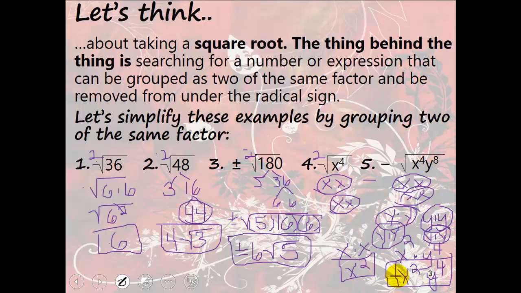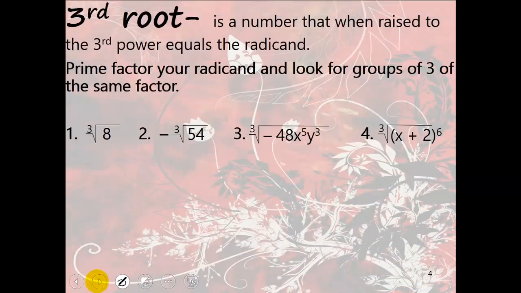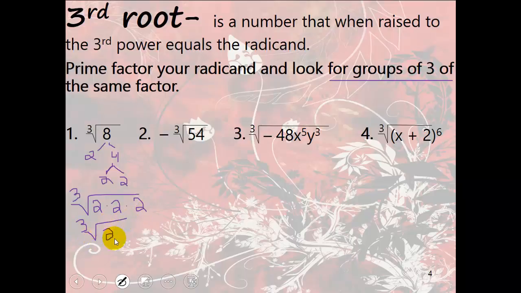Okay, so if we looked for groups of 2 with a square root, what do you think we're going to look for with a cube root? We're going to look for groups of 3. So a third root is a number that when raised to the third power equals the radicand. So I'm going to prime factor and then look for groups of 3 of the same factor. So if I do a 2 and a 2 and a 2, this is the equivalent of 2 times 2 times 2, right? So groups of 3 come out as a single because they undo each other.